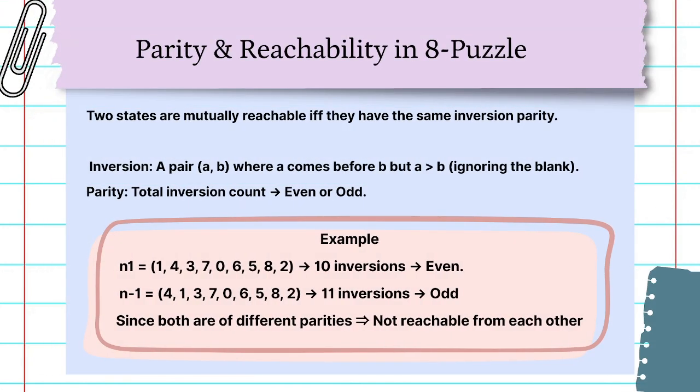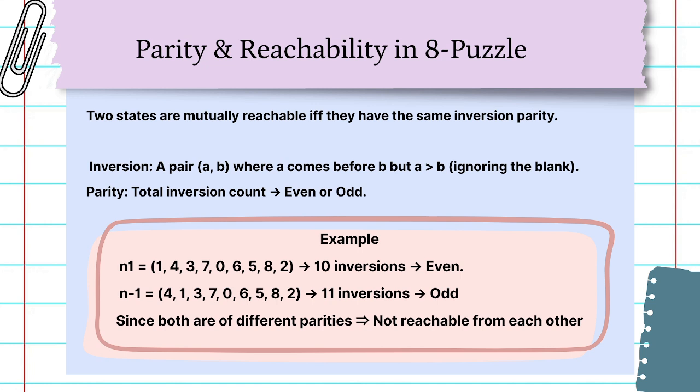Coming back to inversion parity. An inversion is a pair of tiles A, B, where A comes before B in the linear representation, but A is larger than B. The blank is ignored when counting. To check solvability, we count all such inversions. If the total number of inversions is even, the state belongs to the even parity group, and if it is odd, it belongs to the odd parity group.